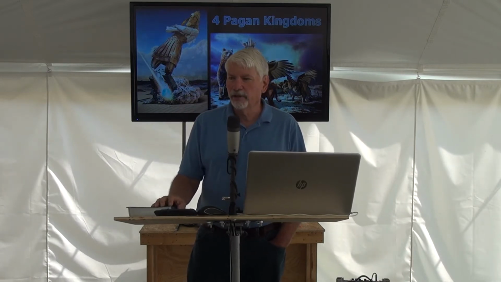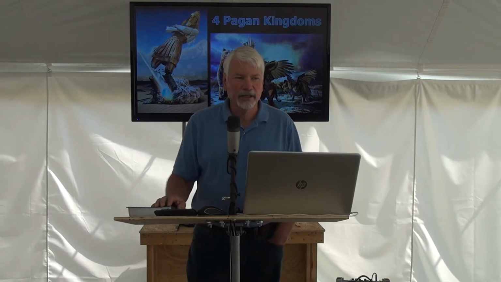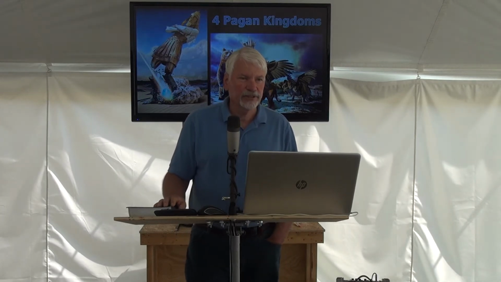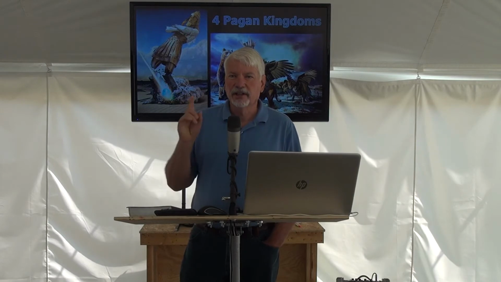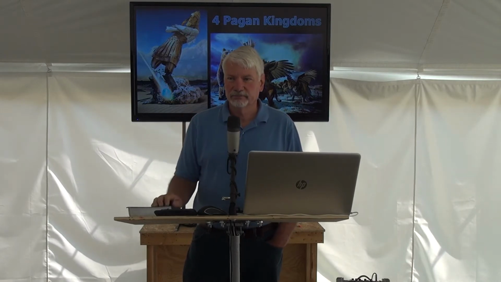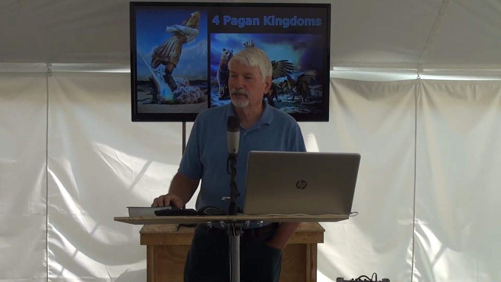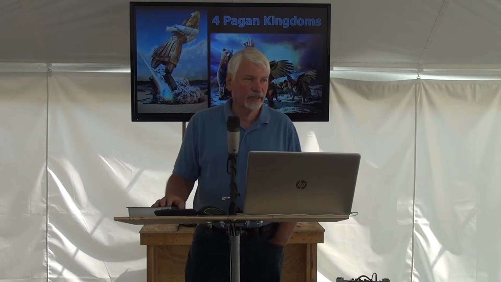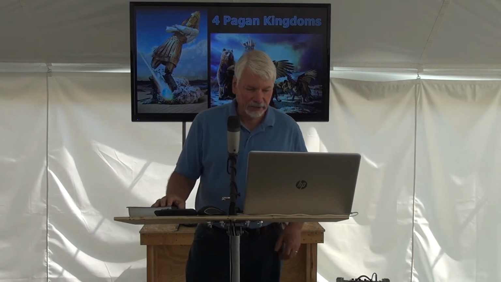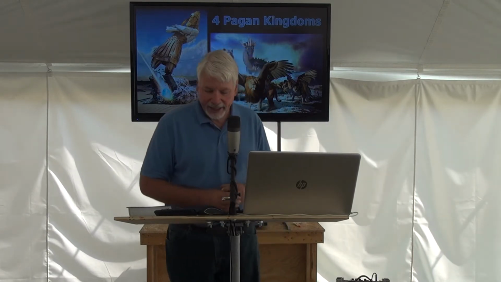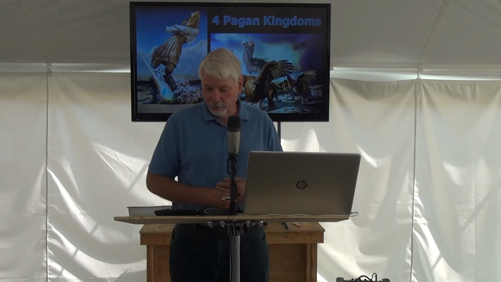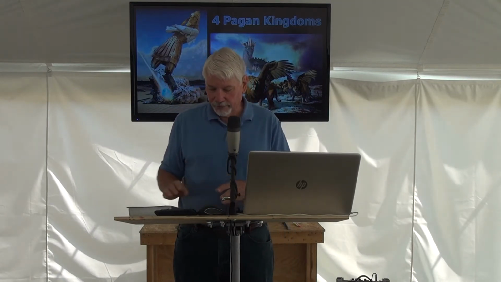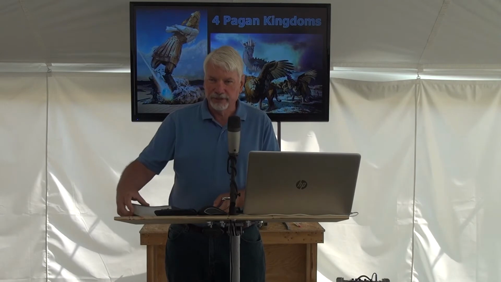And then we are introduced to a new character in Daniel 7, an 11th king who comes up at the end, who we know to be the Antichrist, and how that is all going to come about. So that's where we're going to be headed in Daniel chapter 7. Now, before we actually get into it, I want to remind us of a few things.